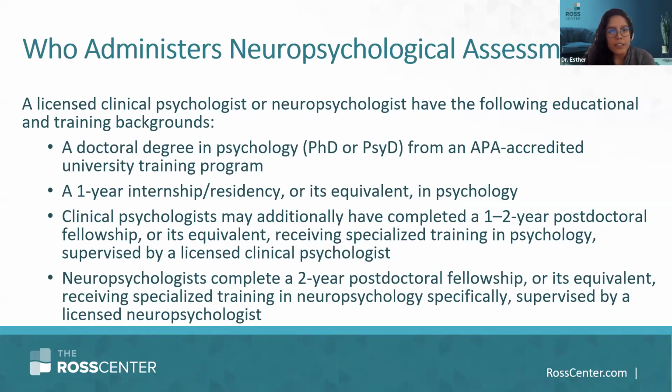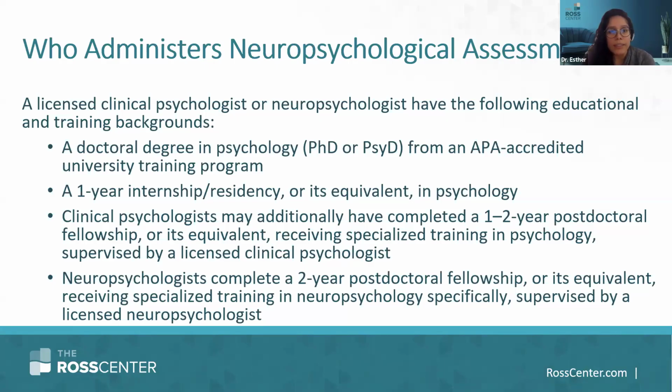So, a licensed clinical psychologist or neuropsychologist both have the following educational and training backgrounds. They both have a doctoral degree in psychology. This could either be a PhD or a PsyD from an APA accredited university training program. Both a clinical psychologist and a neuropsychologist complete a 1-year internship, sometimes called residency, program in psychology.